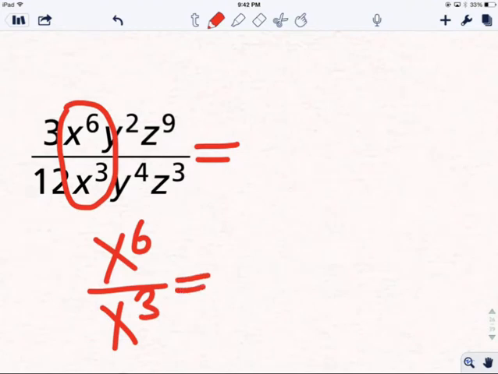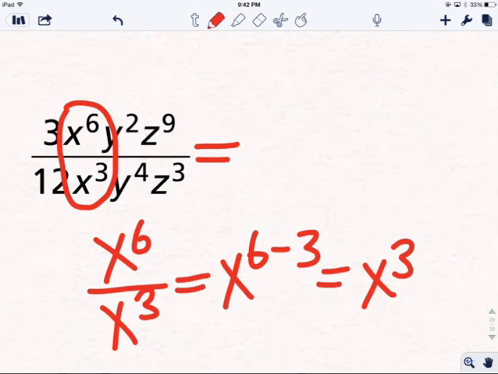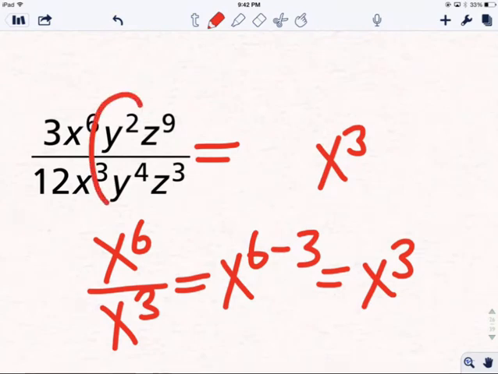Well, what do we do with the exponents here? If you're dividing x to the 6 by x cubed, you would subtract the exponents. 6 minus 3 equals 3, so x cubed. So you know that you're going to have x cubed in your final answer. Well, how about the y's? How would we deal with that?